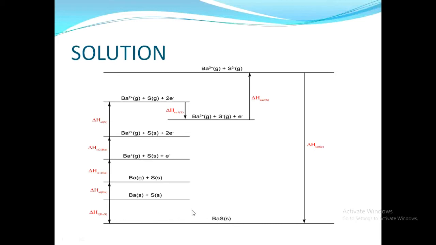This is the enthalpy of formation of 1 mole of barium sulfide. While the endothermic processes are the conversion of barium solid to barium gas, that is the enthalpy of atomization of barium, then the first ionization energy of barium plus the second ionization energy of barium. You can see the arrows are going upwards. This means that both these processes are endothermic. In the next part, the sulfur is atomized to gaseous sulfur, so the atomization enthalpy of sulfur is needed. Then the first electron affinity of sulfur is needed.